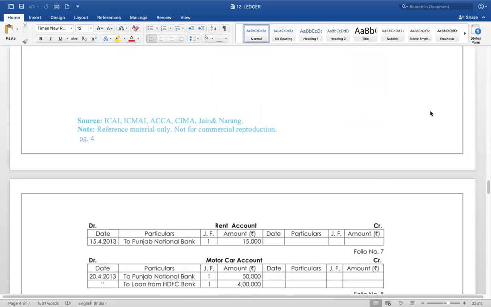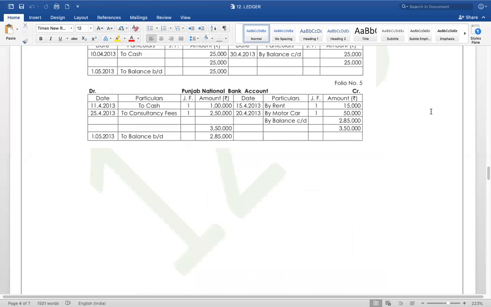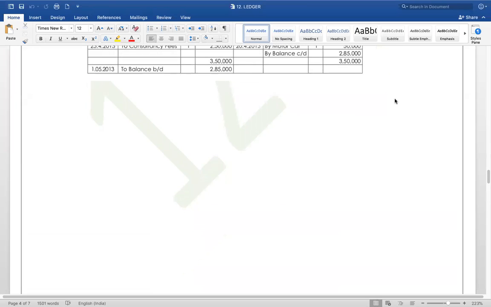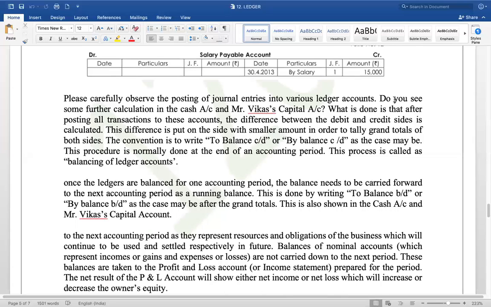You must observe something else. There's no balance carried down and brought down. Correct. Jahnavi says, sir, there is no carried down, there is no brought down. Okay. Now, the answer for your question is here.